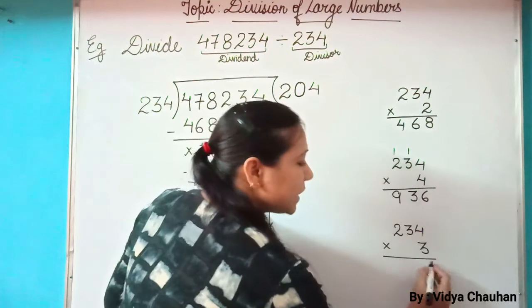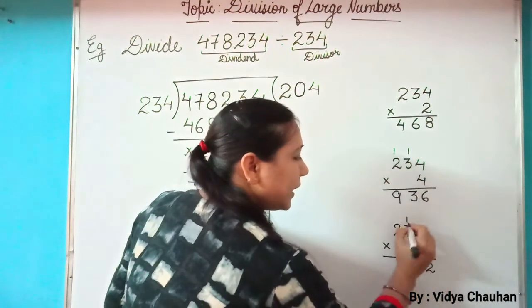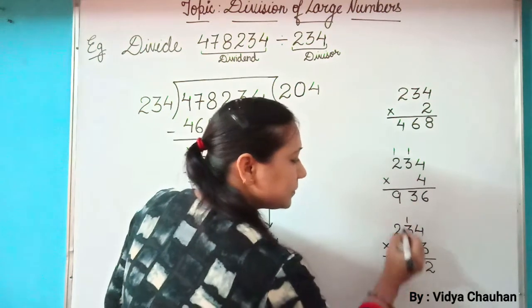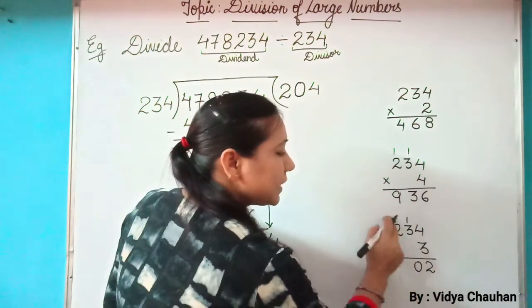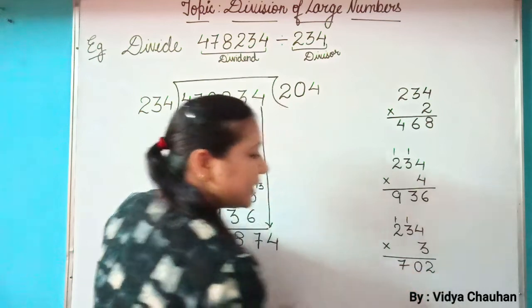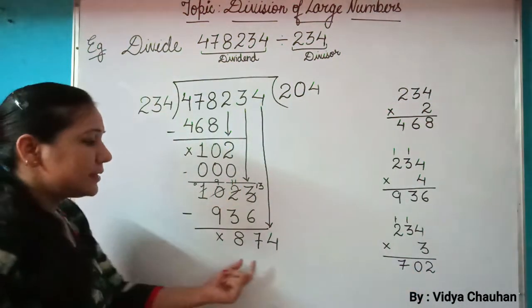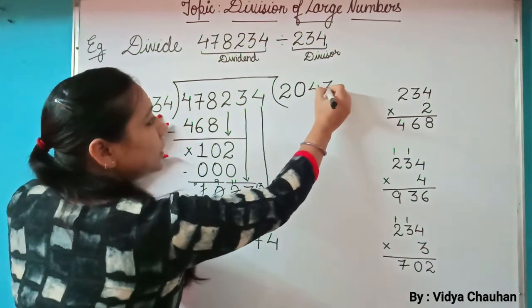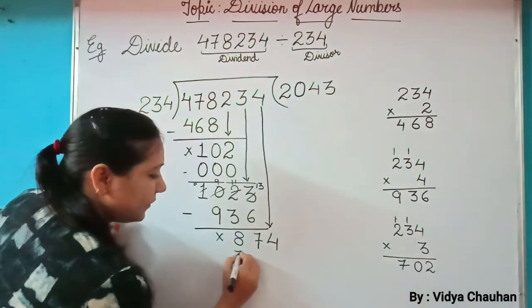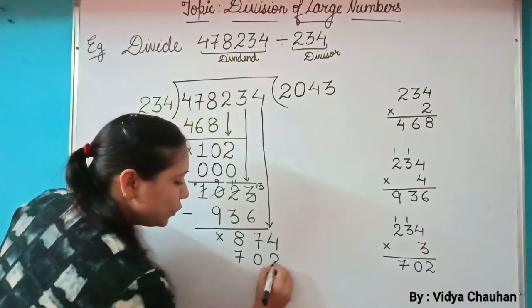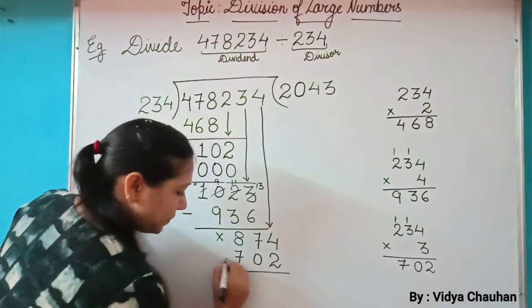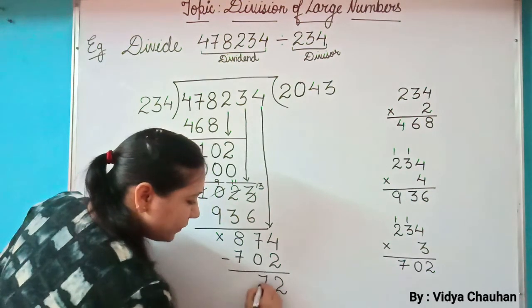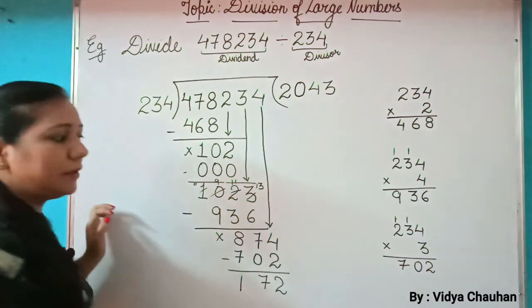So 3 4s are 12, 1 carry. 3 3s are 9 plus 1, 10. 3 2s are 6 plus 1, 7. So what we got as the answer is 234 3s are 702. Subtracting this here, you will get 172.